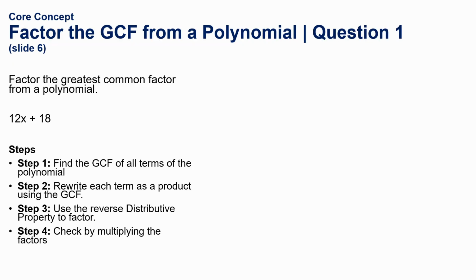Now let's take a look at our core concept, factor the greatest common factor from a polynomial. So our first question then is looking at 12x plus 18. And our first step is to find the greatest common factor of all the terms of the polynomial. So we have 2 terms in this one, 12x and 18.